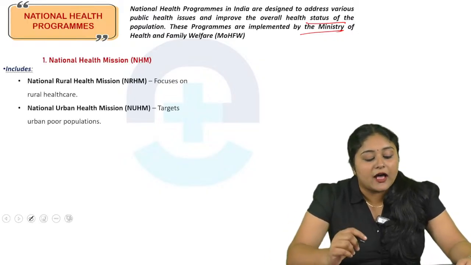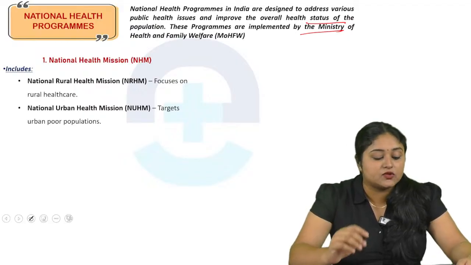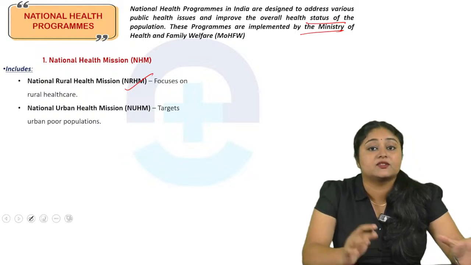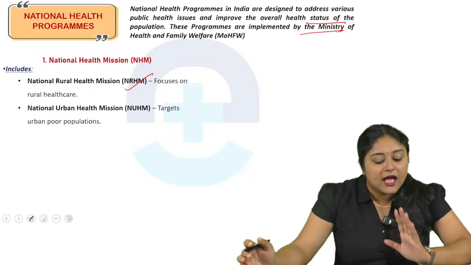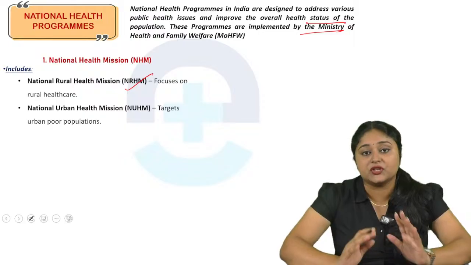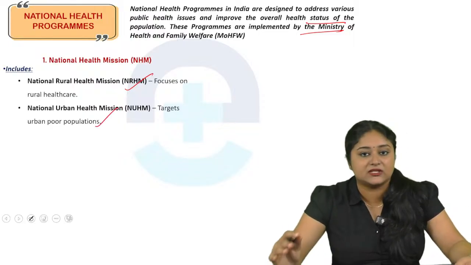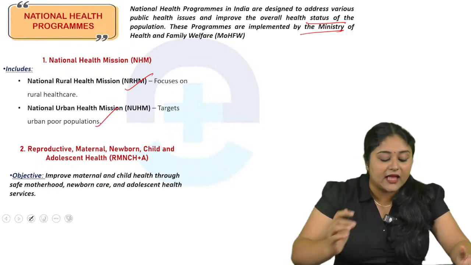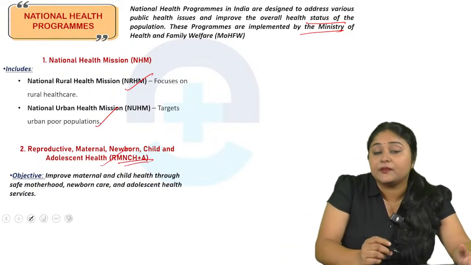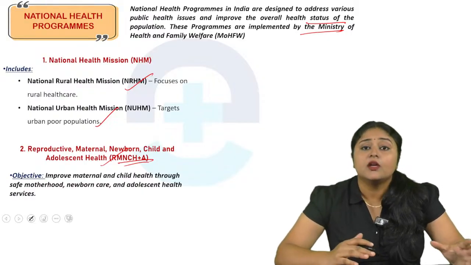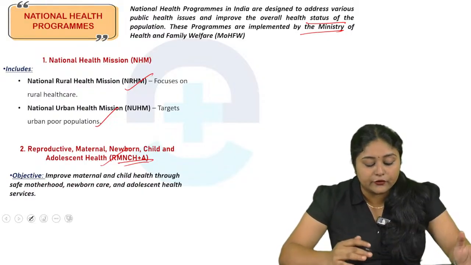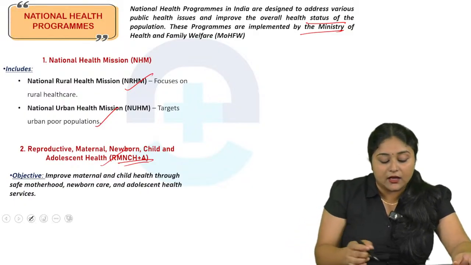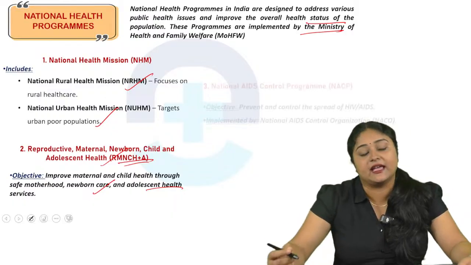Okay, so first is National Health Mission or NHM. It includes the National Rural Health Mission, NRHM, focused on rural healthcare, meaning rural areas, as well as the National Urban Health Mission, which mainly focuses on the urban area and population. Now come to the reproductive, maternal, newborn, child health as well as adolescent health, that is RMNCH plus A. The main objective is improving maternal and child health through safe motherhood as well as newborn care and adolescent health services.